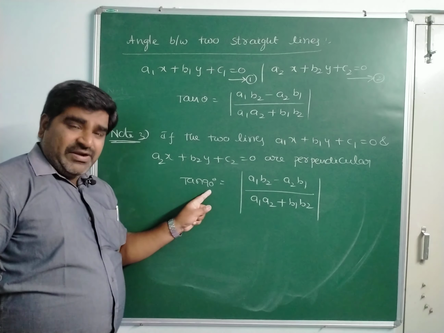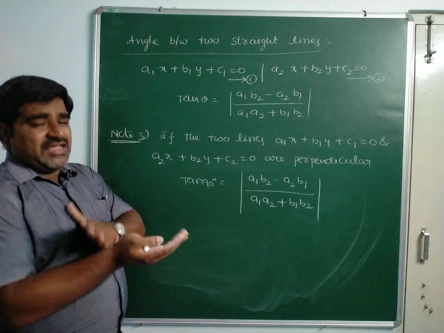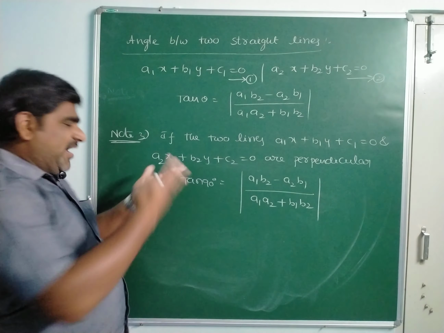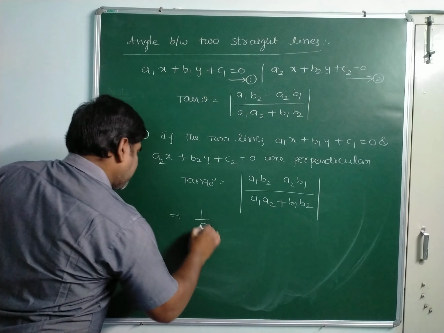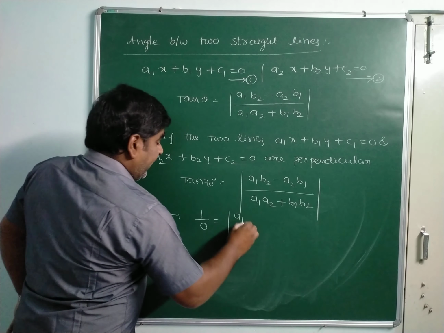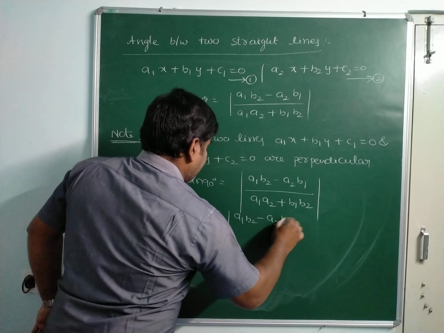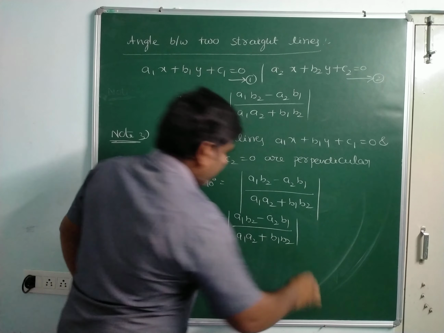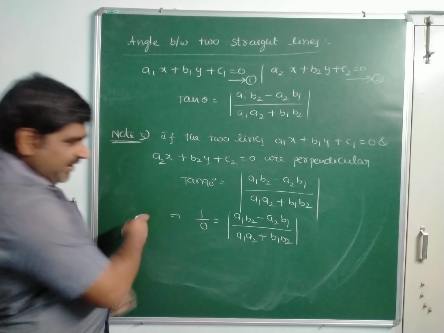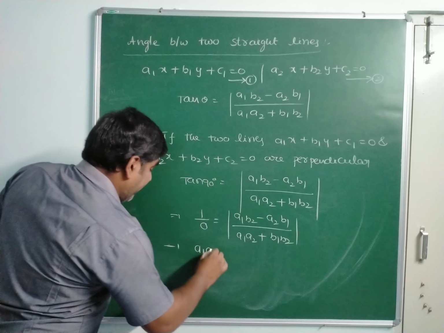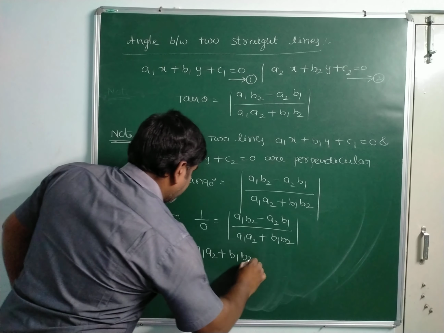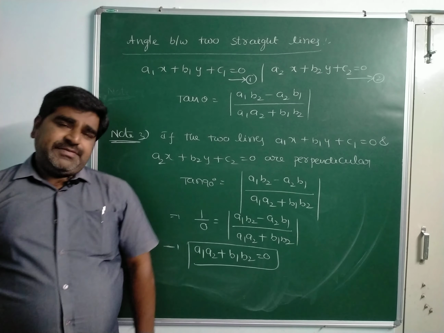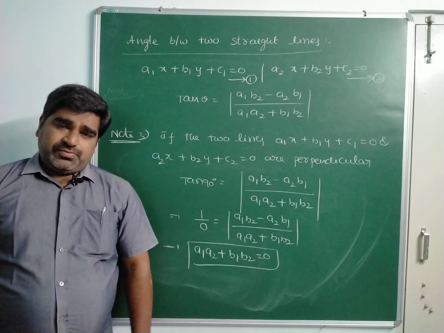Now, what is the value of tan 90? Not defined, it may be infinity. Infinity can be written as 1 by 0 or 2 by 0 or 3 by 0 or 4 by 0, whatever it may be. So 1 by 0 is equal to modulus of (a1 b2 minus a2 b1) by (a1 a2 plus b1 b2). Again, just apply cross multiplication and what will happen? a1 a2 plus b1 b2 should be equal to 0.